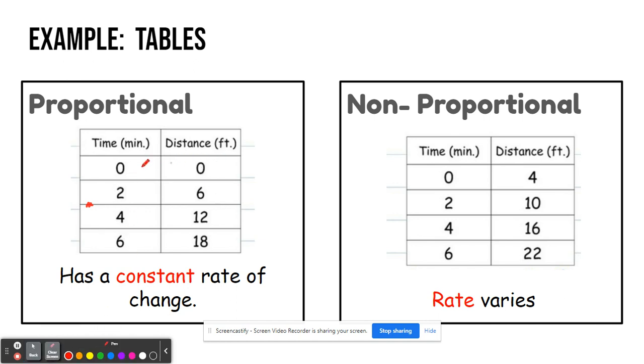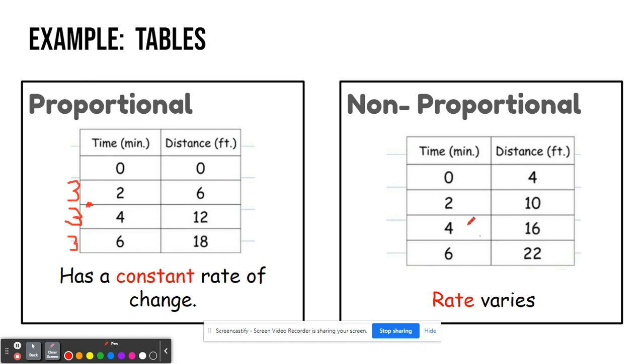So here we're saying 0 divided by 0. That one really doesn't matter. You can't really check if you have 0, 0, but you go through and start where it's a non-zero number. So if I do 6 divided by 2, I get 3. If I do 12 divided by 4, I get 3. If I do 18 divided by 6, I get 3. So that's what I mean by a constant rate of change.